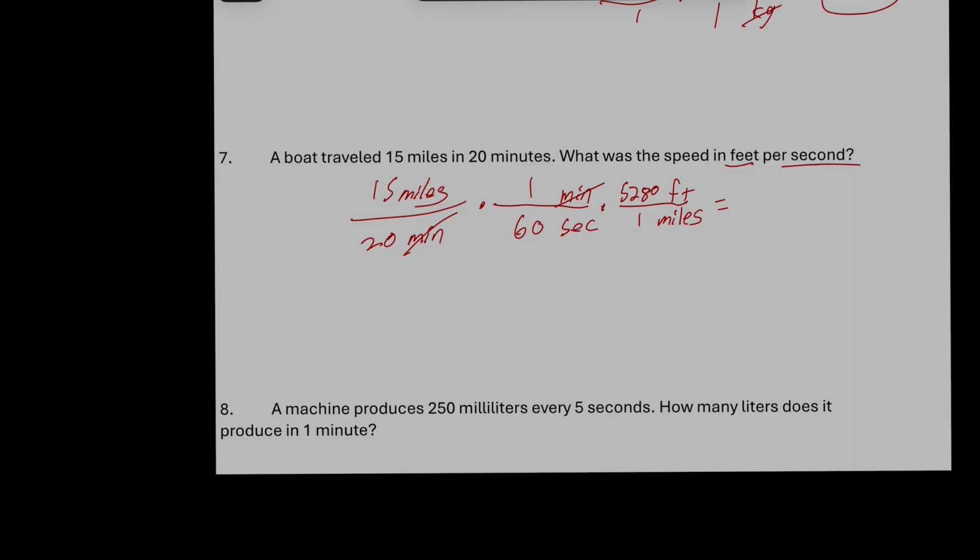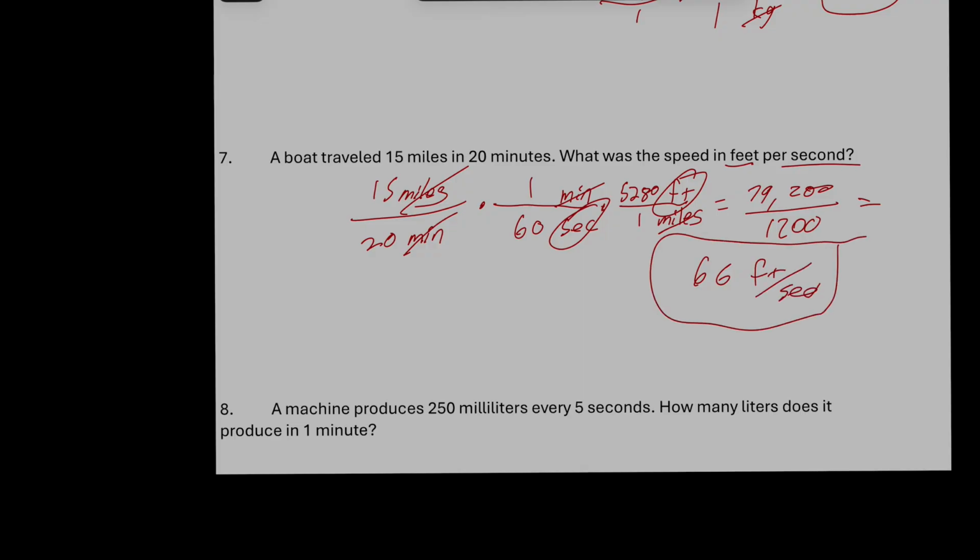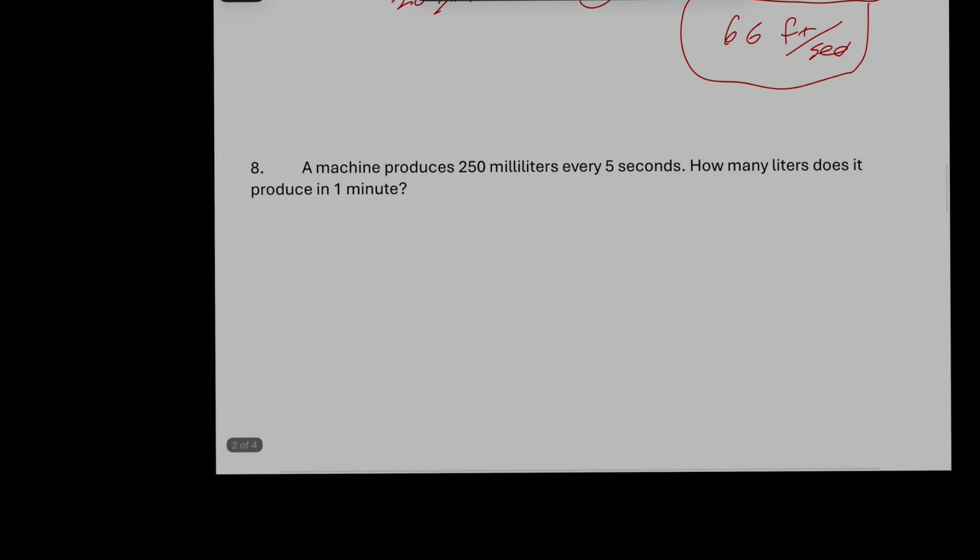Now it's just a matter of putting it in the calculator. 15 times 5,280 is going to equal 79,200, over 60 times 20, which is 1,200. When you put all that together, 79,200 divided by 1,200, you get 66. 66 what? Feet per second. Feet per 1 second. That's how that really is said.